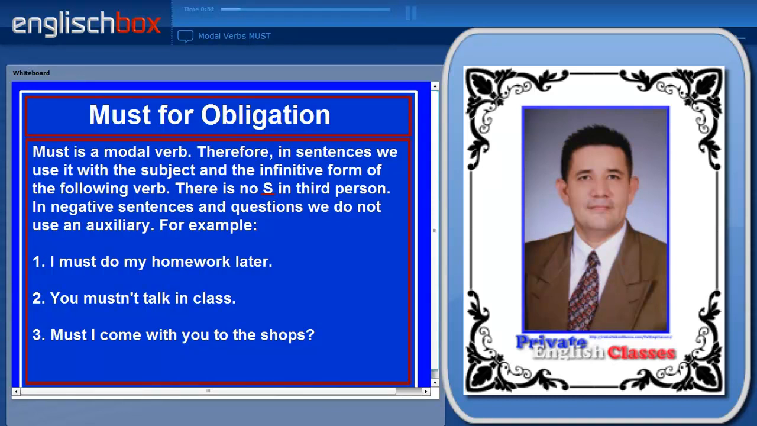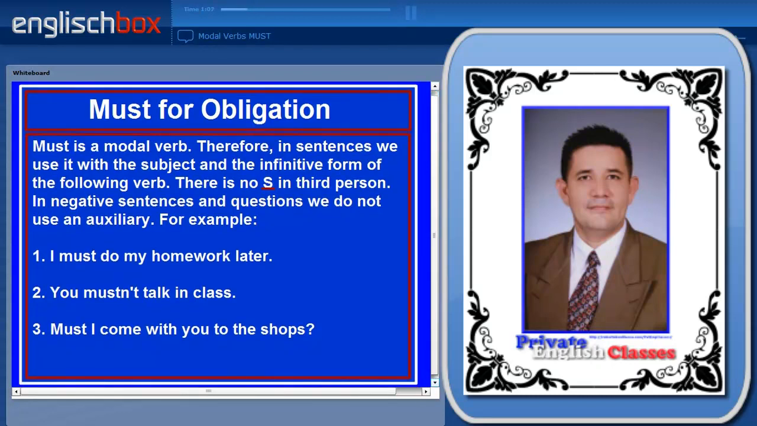Now must is a modal verb, and as you know, modal verbs have special properties. Firstly, we use it with the subject and the infinitive of the following verb. For example, I must do my homework later. There is no S in third person, and in the negative form and in the question form, we do not need to use auxiliary verbs. For example, you mustn't talk in class, and must I come with you to the shops?